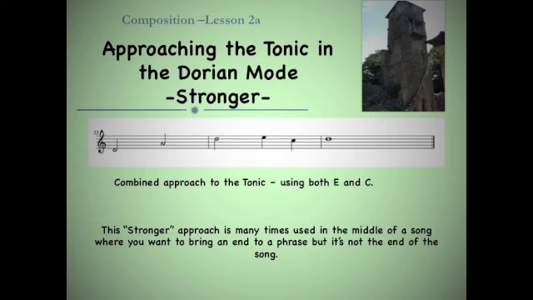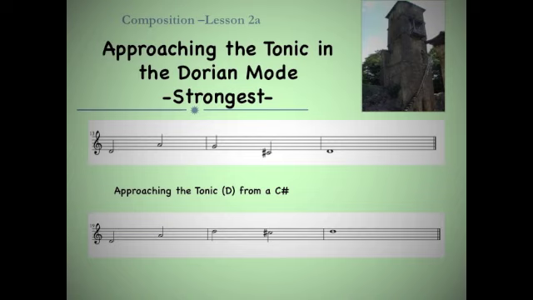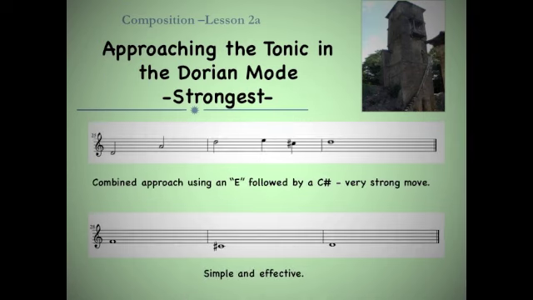Take a look at the next 2 examples again, going from a C sharp to a D, going to the low D from the C sharp below it, going to a higher D from a C sharp below it. The very last example, as before in the stronger move, we see the note above D, which is an E, followed by a C sharp, which is the note a half step below the D, into the D. This is a very, very strong move.